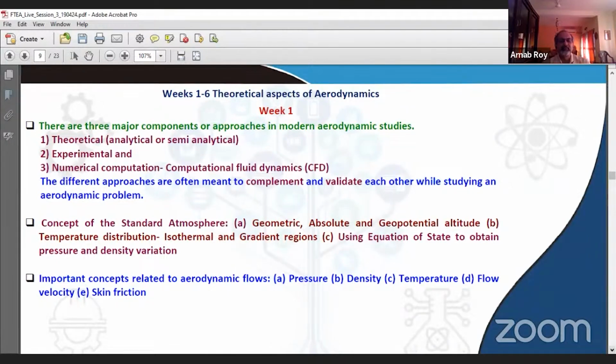And then came some of the important concepts related to aerodynamic flows, where we started discussing pressure, density, temperature, flow velocity, skin friction. Each one of them was very extensively used all through the course in different contexts. And we started introducing these concepts from the first week.